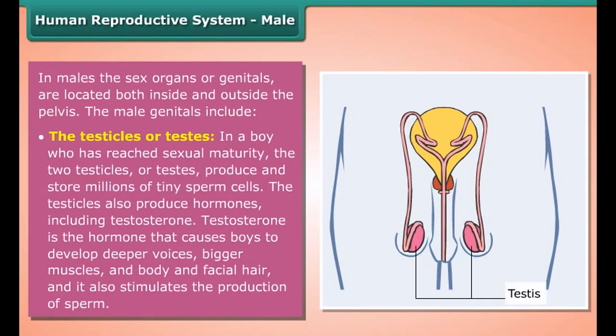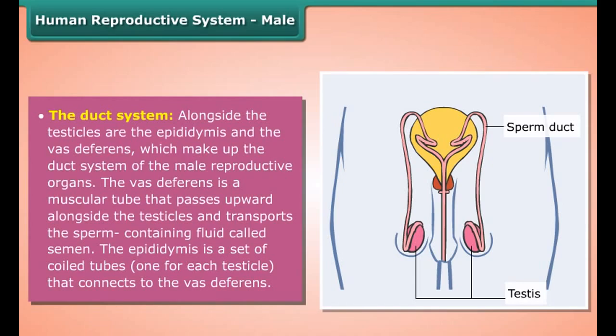Human reproductive system. Male. In males, the sex organs or genitals are located both inside and outside the pelvis. The male genitals include the testicles or testes. In a boy who has reached sexual maturity, the two testicles or testes produce and store millions of tiny sperm cells. The testicles also produce hormones, including testosterone. Testosterone is that hormone that causes boys to develop deeper voices, bigger muscles, and body and facial hair, and it also stimulates the production of sperm.